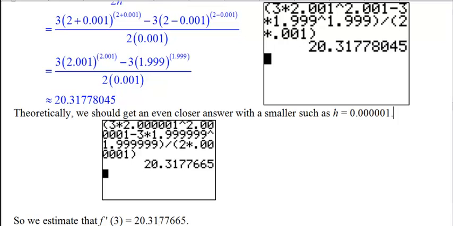Now I say f prime equals this. I probably should have said f prime is approximately equal to that. Okay, and so that is our approximation.